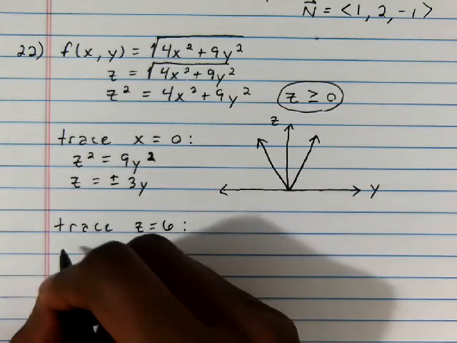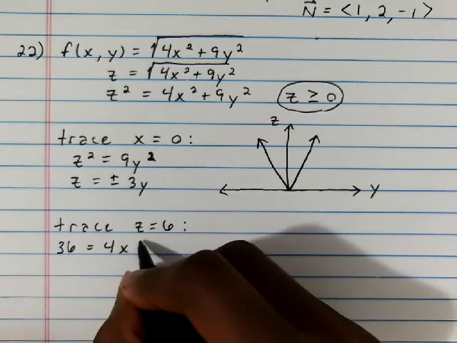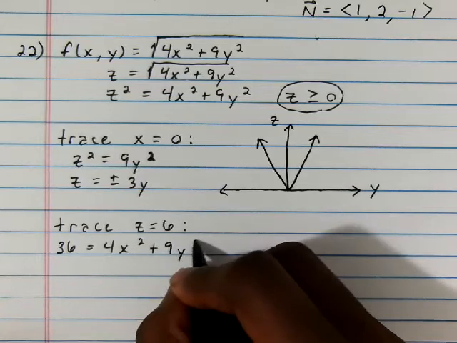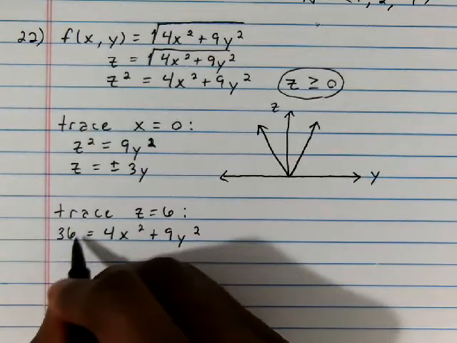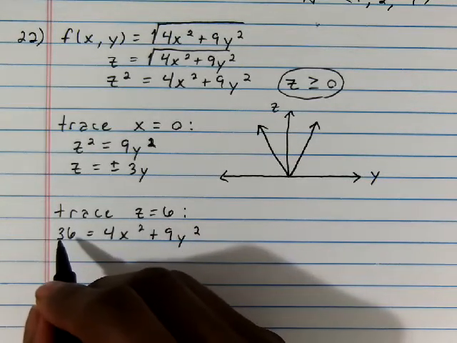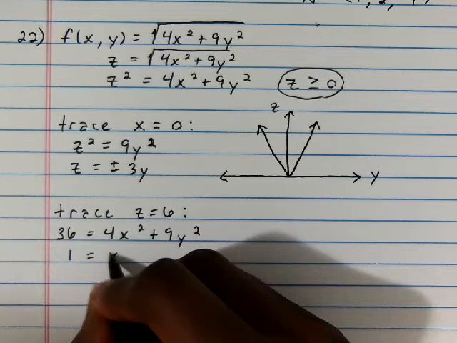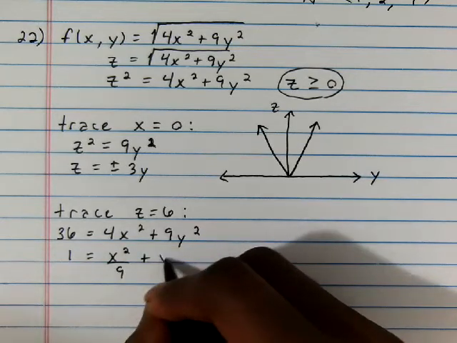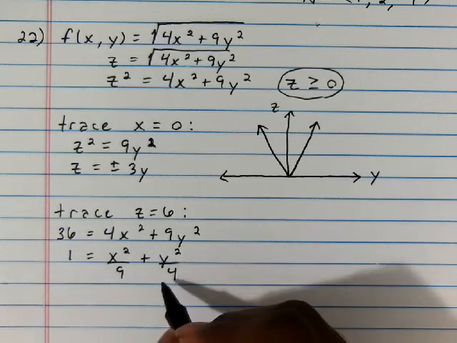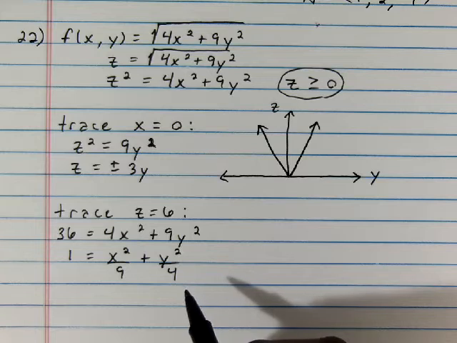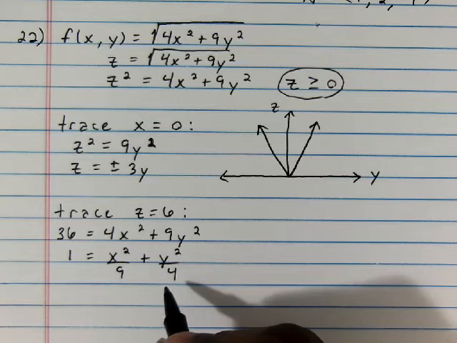When I put that in, I get 36 equals 4x squared plus 9y squared. So now I want this to be 1, so I can see that it's in the standard form of an ellipse equation. So this is 1 equals x squared over 9 plus y squared over 4. Now this is an ellipse, and if you don't remember conic sections or are not familiar with conic sections, don't worry yourself about that. Just look it up in the back of the book, but don't dig into the details of it.